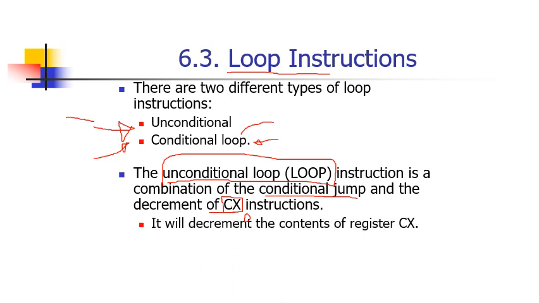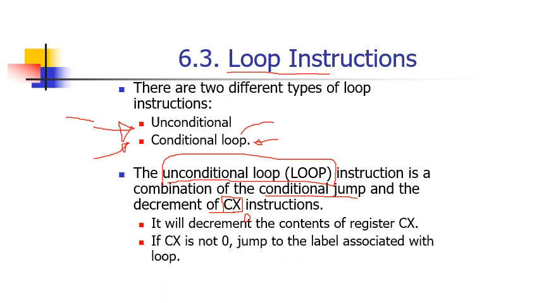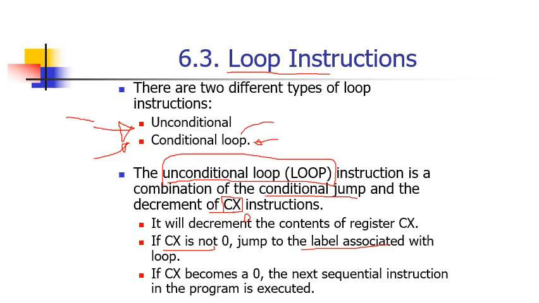So it always decrements the value inside your Cx register. If your Cx is not a 0, you do looping. If it's a 0, you go outside the loop. All right.